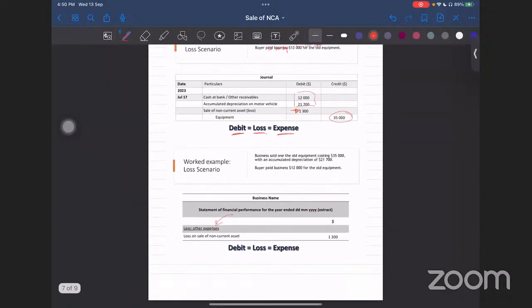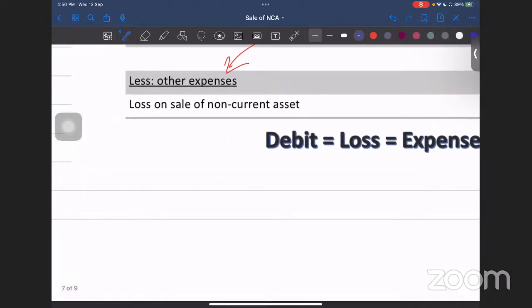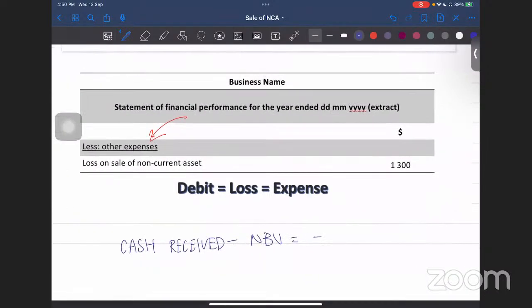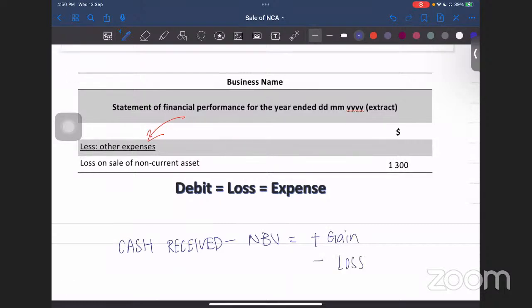Another way to calculate your gain or loss, to make it simple, is the cash received minus the NBV of the equipment at the point of sale. If you get a positive amount, it means you are selling at a higher price than your NBV, so it will be a gain. But if you get a negative, it means the cash you receive is lower than your NBV amount, then it will be a loss. Same thing, gain is an income, loss is an expense.